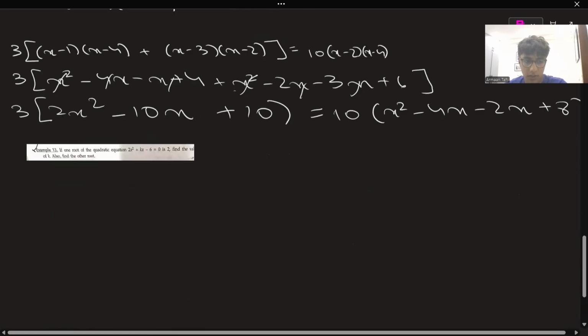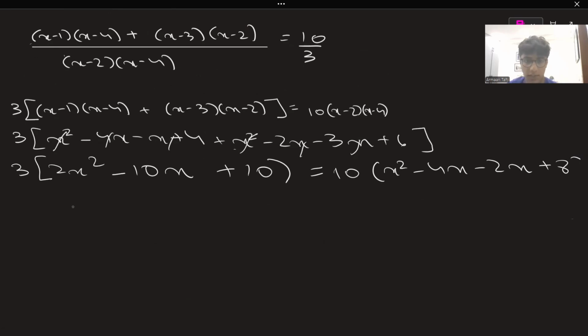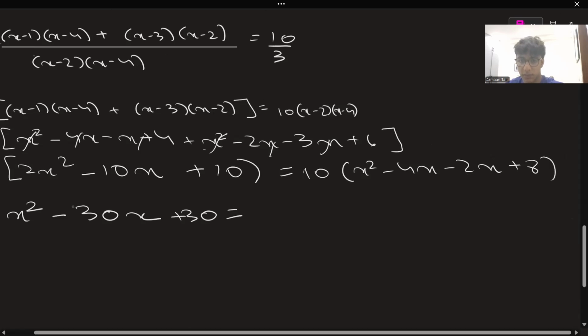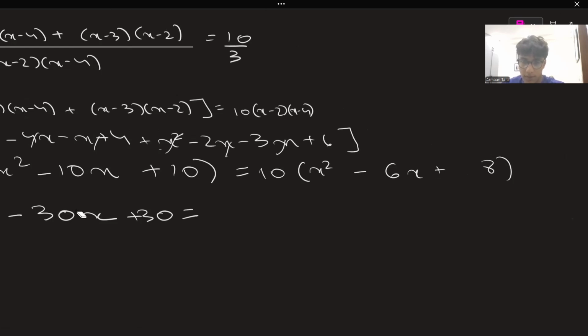We just move this question lower. Okay. So now, once you further simplify this, you will get 6x squared minus 30x plus 30 is equal to, if I just simplify this as well, minus 6x, right? So let me just write this as minus 6x. Now if I simplify this side, we have 10x squared minus 60x plus 80, right?